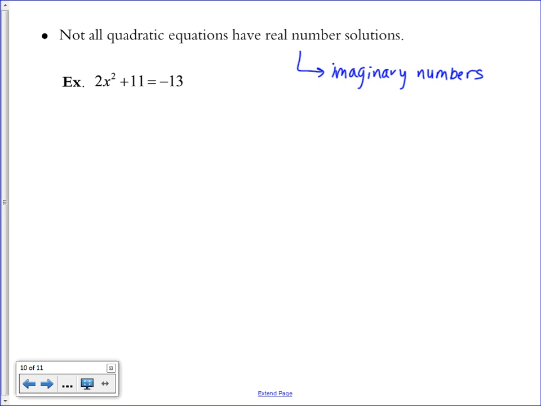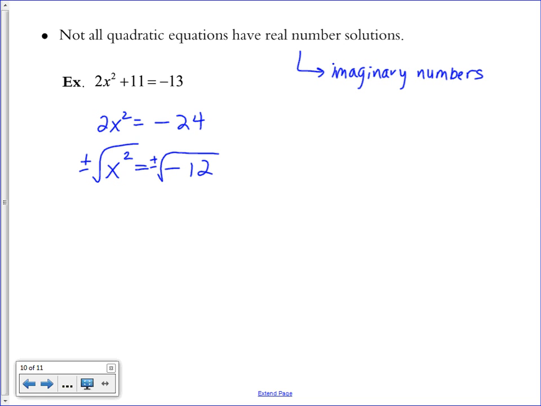This equation has an a term and a c term. It does not have the b term. That means I can solve it using a square root. I'm going to subtract the 11. So this will be negative 24. I'm going to divide both sides by 2, so I'm isolating the x squared. And then the last step, of course, to get rid of the second power is to use a plus or minus square root.